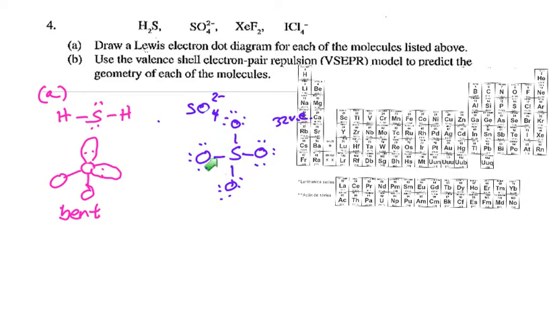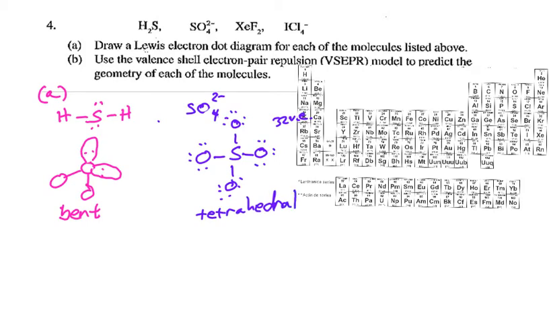So in part B, we just need to determine the name of it. So there's 1, 2, 3, 4 directions coming off. It's definitely going to be tetrahedral. And we could draw it out, but I think we're just going to label it tetrahedral. Probably will have very close to 109.5 degree bond angles.